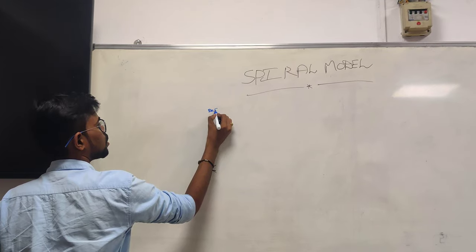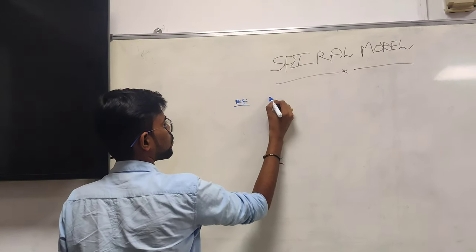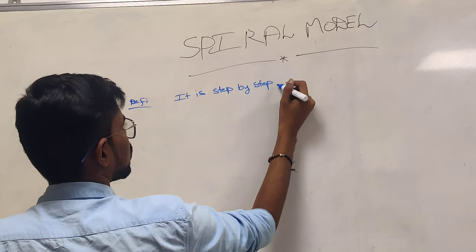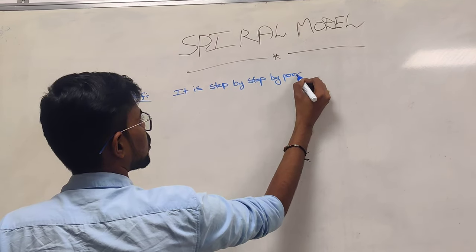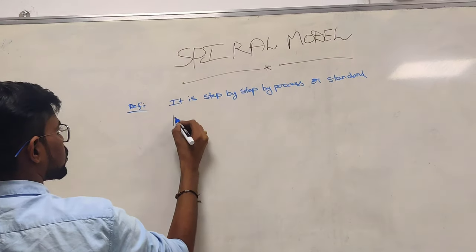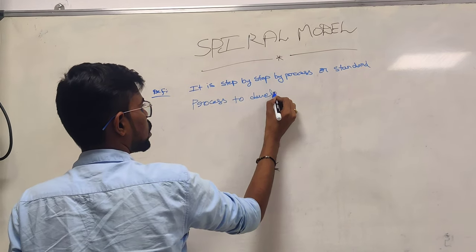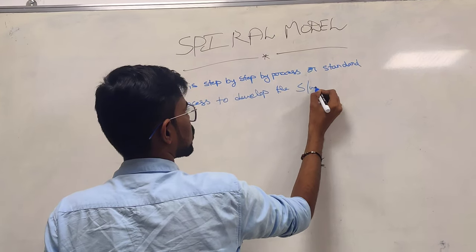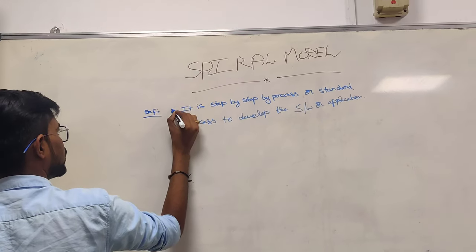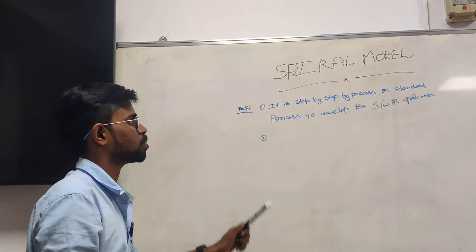The definition is: it is a step by step process, or standard process, to develop a new application or software. This is one point, and another point is that to overcome the drawbacks of the waterfall model, we will see the spiral model.